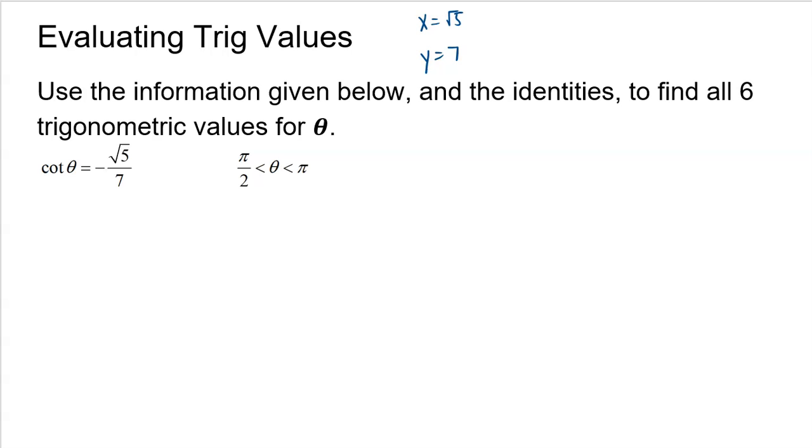How do I know? Well, that is why it's so important that you know what quadrant you're in. And they're directly telling me that angle theta is between pi over 2 and pi, which is in quadrant 2. So in quadrant 2, x's are negative, y's are positive, so that automatically tells me the x is negative. And then, of course, you have to find r. Once you find r, you can literally find every one of the trig functions. But we're not going to do it that way.